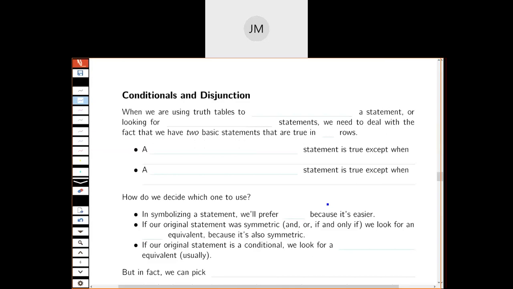All right, well, let's look at conditionals and disjunctions. Okay, so when we're using truth tables to symbolize a statement, and specifically when we're looking for equivalent statements, we need to deal with the fact that we have two basic statements that are true in three rows.